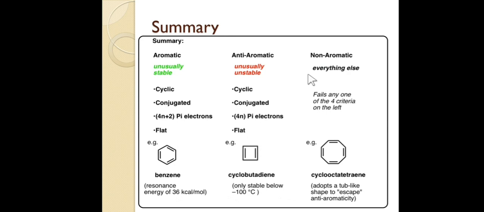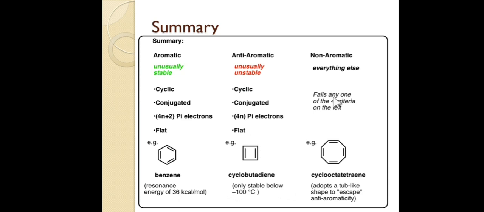So what are the non-aromatic compounds? They fail in any one of the three criteria. The fourth one, the 4n plus 2 or 4n rule of pi electrons, doesn't apply to them. So this is the summary for the aromatic, antiaromatic and non-aromatic compounds.